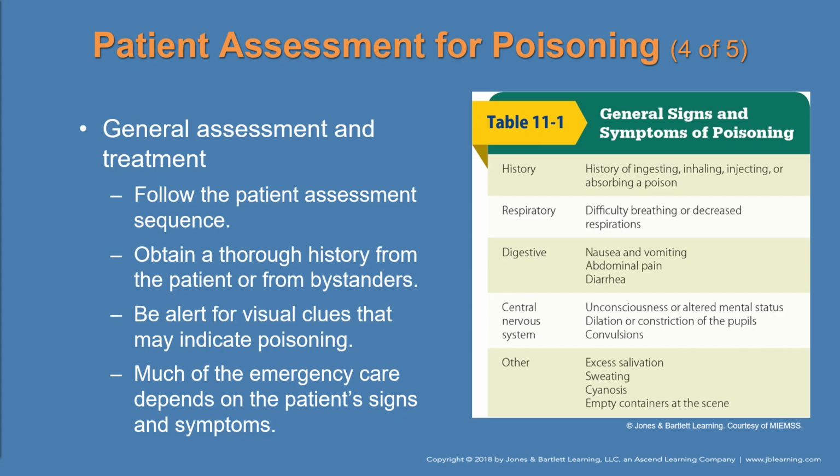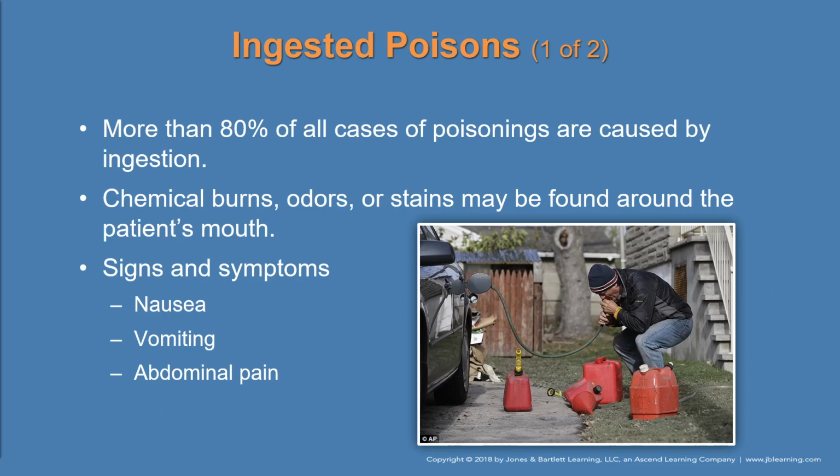So again, your general assessment and treatment here, follow the patient assessment sequence. Obtain a thorough history from the patient or from bystanders if you can't get it from the patient. And be alert for clues that indicate poisoning. So traces of the substance on the person's face and mouth, traces of the substance on the skin, needle pricks, sting marks, track marks, respiratory distress. A lot of the emergency care for poisoning depends on the patient's signs and symptoms.